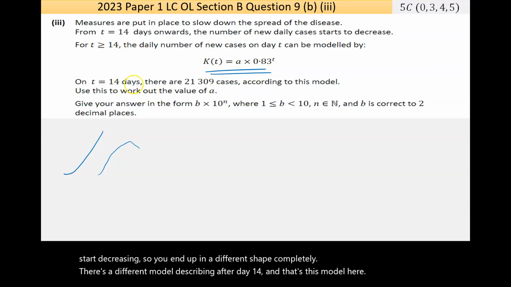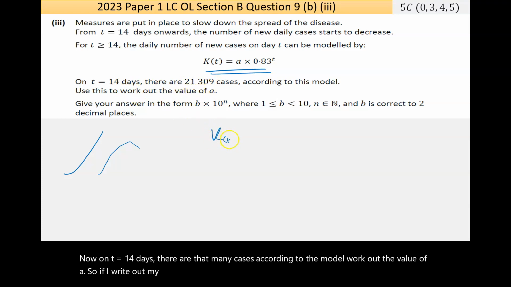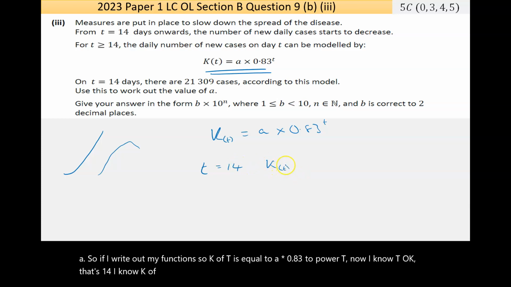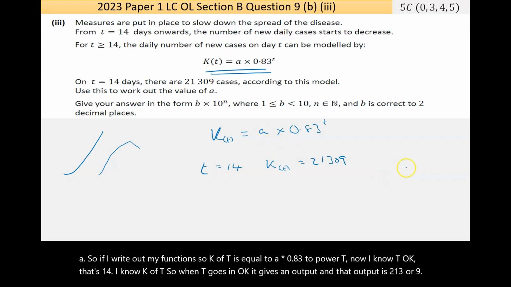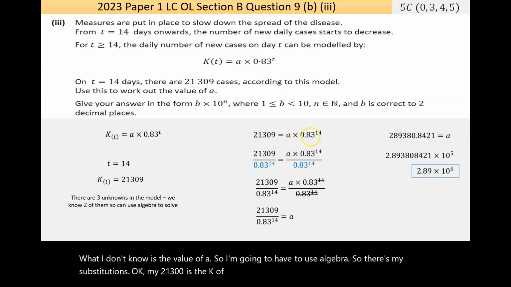Now on t equals 14 days, there are that many cases. According to the model, work out the value of a. So if I write out my function, k of t is equal to a times 0.83 to the power of t. Now, I know t, that's 14. I know k of t. So when t goes in, it gives an output, and that output is 21309. What I don't know is the value of a, so I'm going to have to use algebra. So there's my substitutions. My 21309 is the k of t, then a times 0.83 to the power of 14.